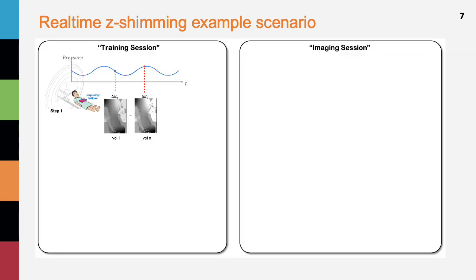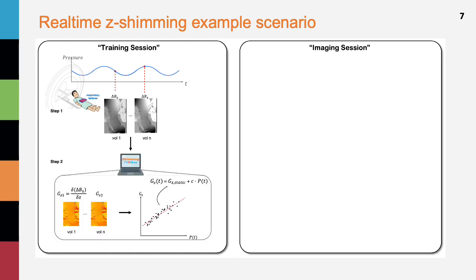Here's an overview of the real-time Z shimming workflow. We start with a training session where the pressure and field maps are acquired. The data is then sent to the Shimming-Toolbox's computer. Then, Shimming-Toolbox's optimizer computes a time series of Z gradient maps. A linear regression is then computed between the field gradient and the pressure.